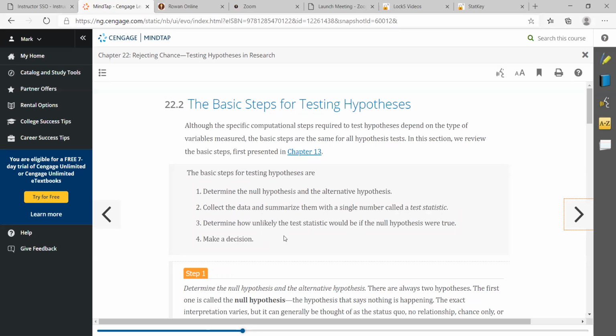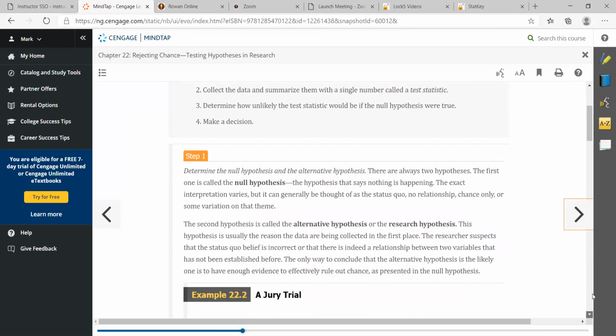Number three is determine how unlikely the test statistic would be if the null hypothesis were true. Of course, that you will be doing. All right. And then you're going to be making a decision. And that decision is going to be something we'll describe more on Wednesday, but I'll mention it briefly today. I did mention it using the rejection region method using the handout a minute ago, but I'm going to show you the alternative method in a minute.